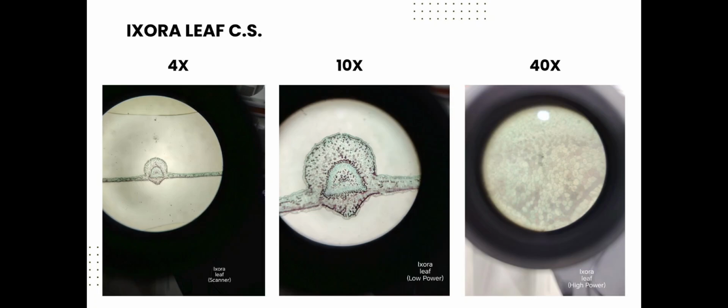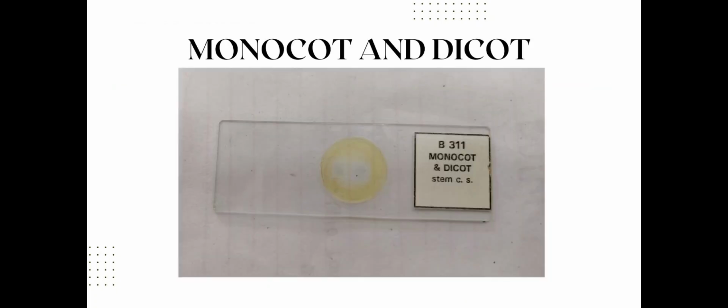Exoral leaf CS. Under scanner power objective, the whole exoral leaf cross-section is visible with its lamina and midrib, showing only the general outline and symmetry. It looks like a spider abdomen. Under low power objective, the midrib and tissues are clearer. The epidermis, mesophyll, palisade and spongy, and the vascular bundle, xylem and phloem, can be distinguished. Under high power objective, individual cells are detailed. We can tell they are parenchyma, mesophyll, but cannot confidently identify them.